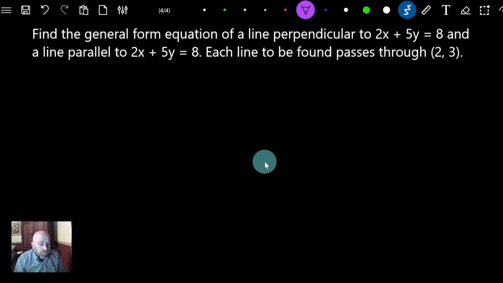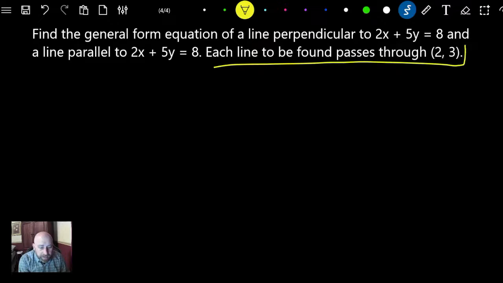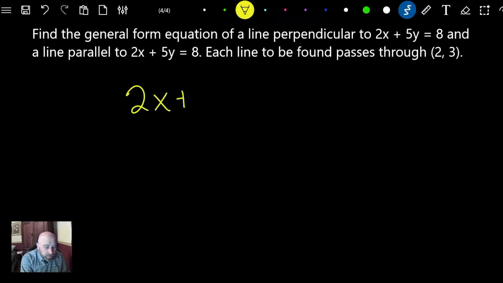All right, let's try to do this one really quickly. Find the general form of the equation of a line perpendicular to that and a line parallel to that. Okay, so we're going to do this twice. Find each line passing through 2, 3. All right, so let's take 2x plus 5y equals 8. Let's first of all do it for the parallel. We'll do the easier one first, right?